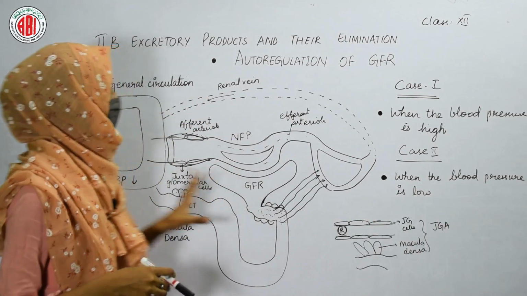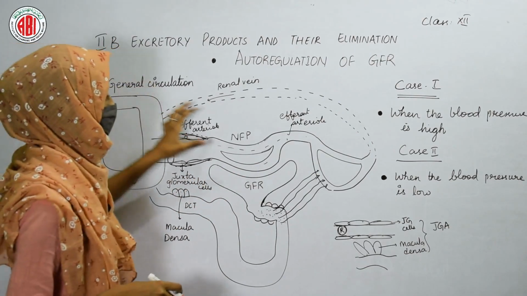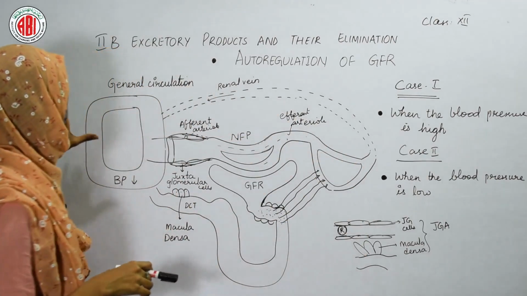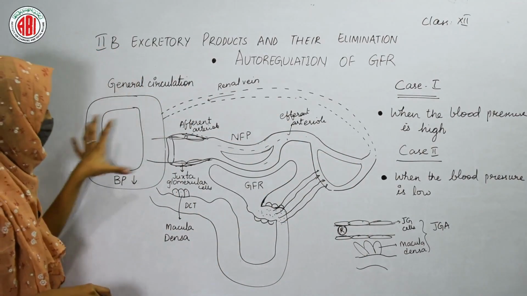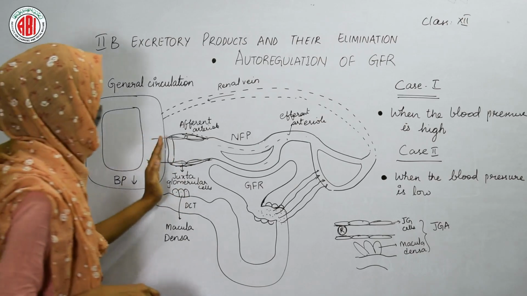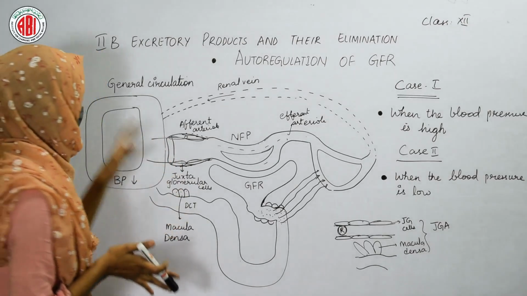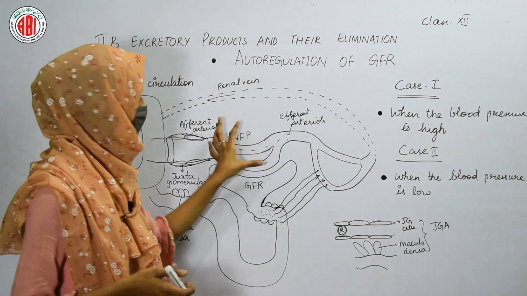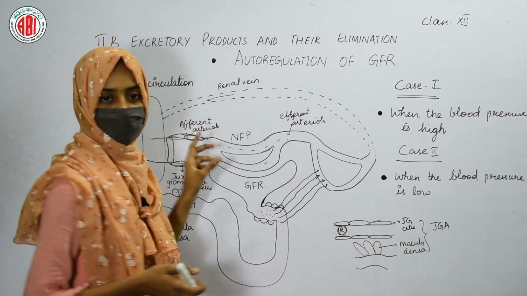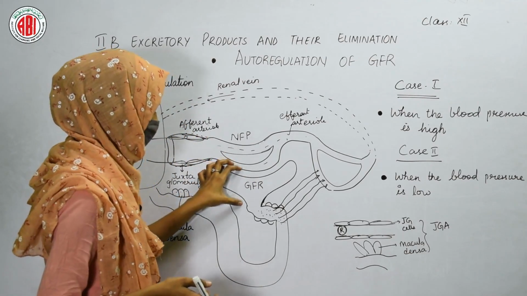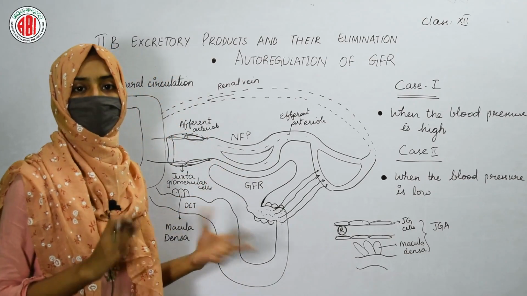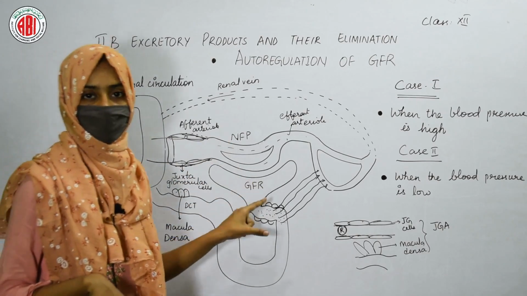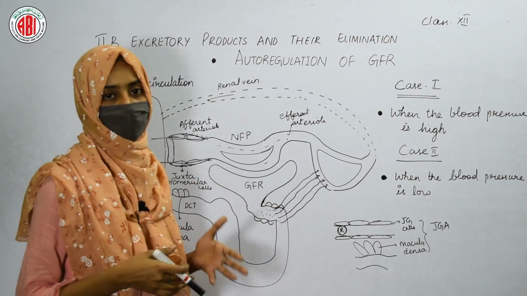Let us see how the auto-regulation of GFR takes place in case 2, that is when the blood pressure is low. So, when the blood pressure is low in the general circulation, the blood flows with a very low pressure, and when it enters into the afferent arteriole, it reaches the glomerulus, and from the glomerulus the filtrate enters into the Bowman's capsule, and that filtrate contains all the different compounds along with the salt molecules.